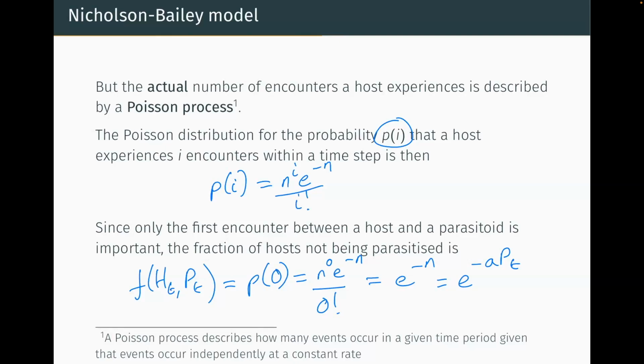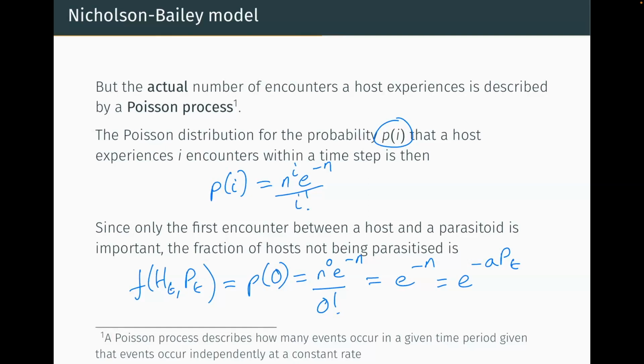And the reason why we care about this P of 0 is we're assuming that as soon as a host comes into contact with a parasitoid, it can't resist that parasitoid at all. So it doesn't matter if it comes into contact with 1, 2, 3, 4, 5, 6, 7, any number of parasitoids. As soon as it comes into contact with at least 1, it's going to be infected. Anything after that doesn't matter. So this here is basically saying we want to know the probability that it encounters absolutely 0. If it encounters 1, it's infected, or 2, or 3, or 4, it's infected. It's only if it encounters 0 that it's not going to be infected.